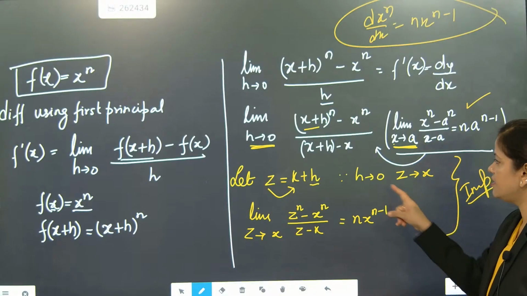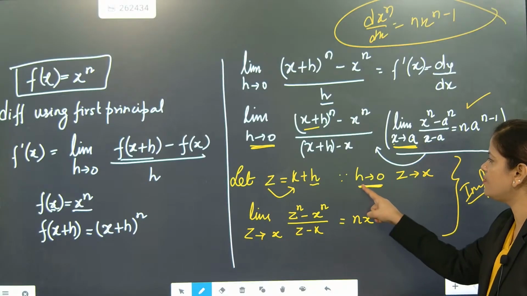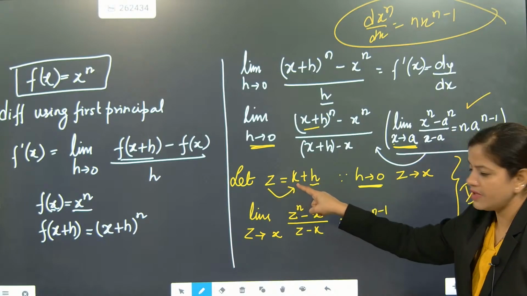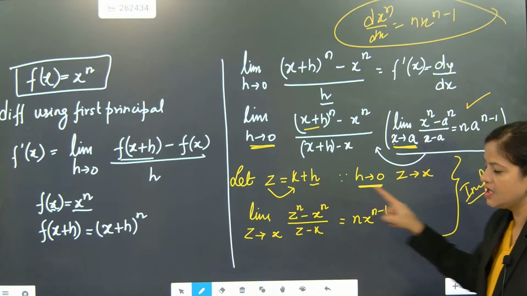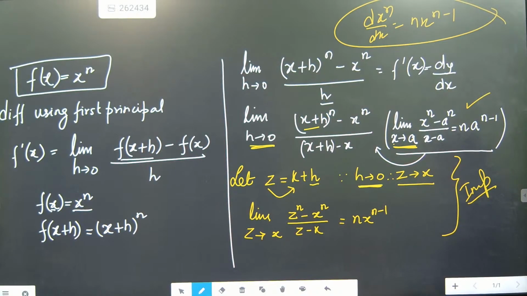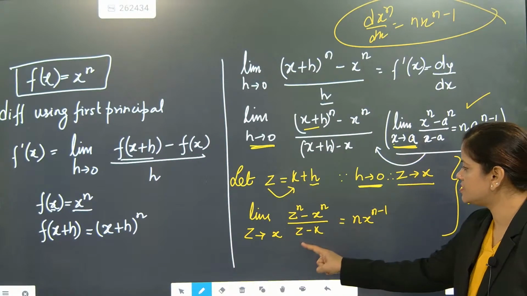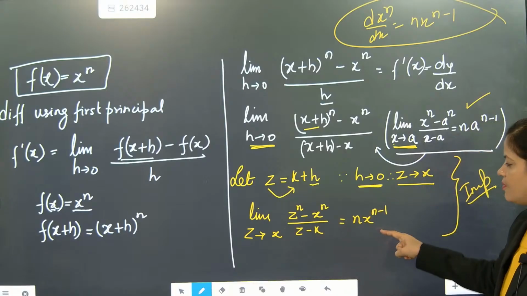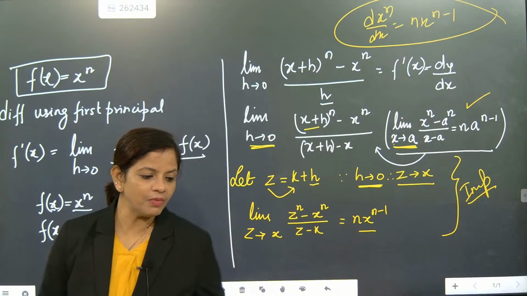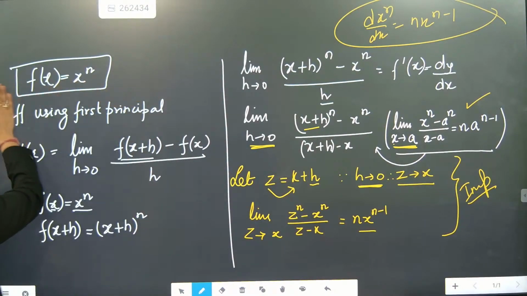Beta, nothing I did. The moment h will be tending to 0, it means if I make h 0 here, z tends to x. So only z tends to x is left. And that part, beta, we just used with this formula, and this part is coming. That means we learned a new part. What is the new part we have learned?